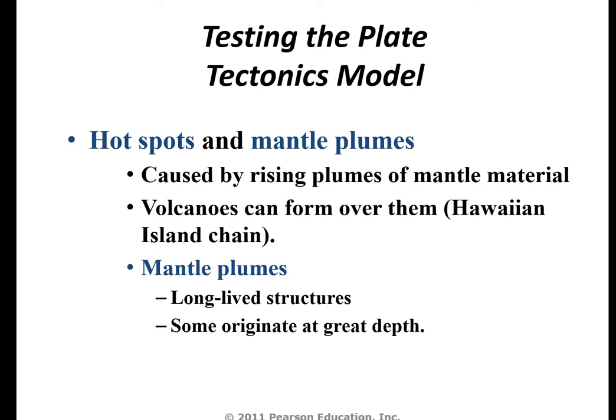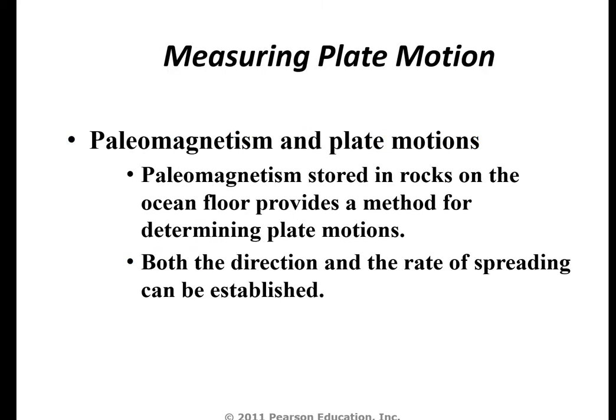We can test the plate tectonics model by looking at hot spots and mantle plumes, which is what we have in Hawaii, as I said, caused by rising plumes of mantle material. And so these are long-lived structures, and some originate at great depth in the earth. We can look at the magnetism of the rocks stored on the ocean floor to provide a method for determining plate motions, and both the direction and the rate of spreading can be established with these rock samples.